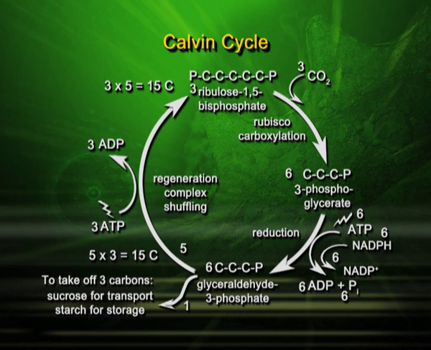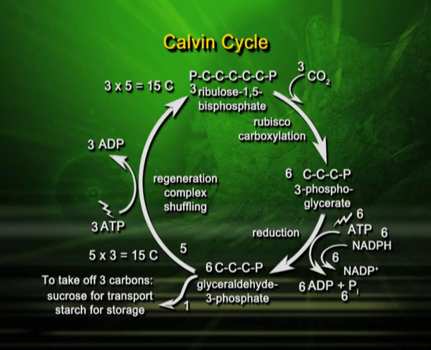Now, the next step is very important. By a series of steps, of course, starch is produced and sucrose is produced. This is the food for the plant. The plant will use it as food and of course, we will also use it. But now the next step, called regeneration, is more important than the previous step. Unless regeneration takes place, the cycle will not continue.